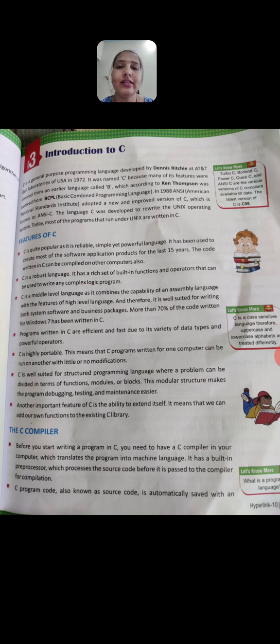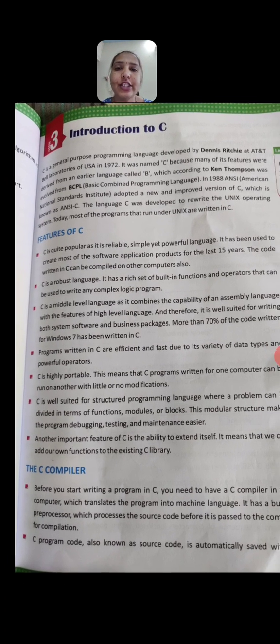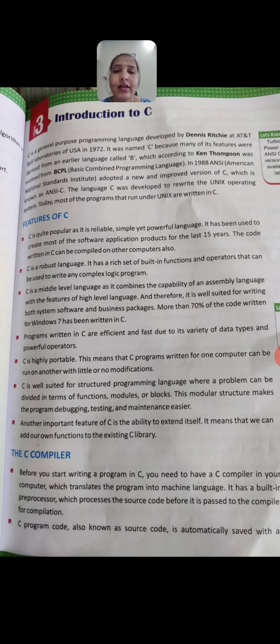Okay, the third chapter is introduction to C. So C is a general purpose programming language and it was developed by Dennis Ritchie. Okay, this is one of the programming languages. So then what do you mean by program? A set of instructions, that is what we can call a program.